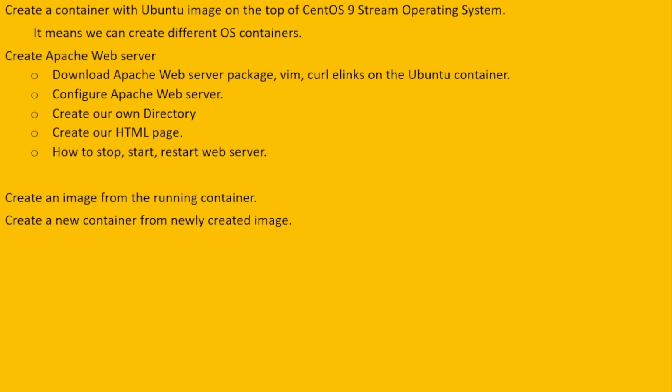We have also created an image from a file instead of creating an image from the running container. So there are two different ways. We are going to learn both ways: how to create a Docker image from the container or from the file.